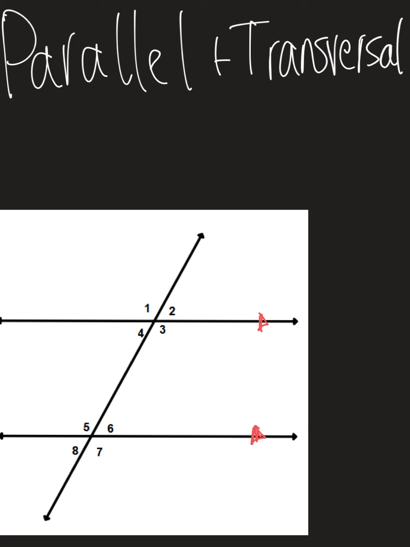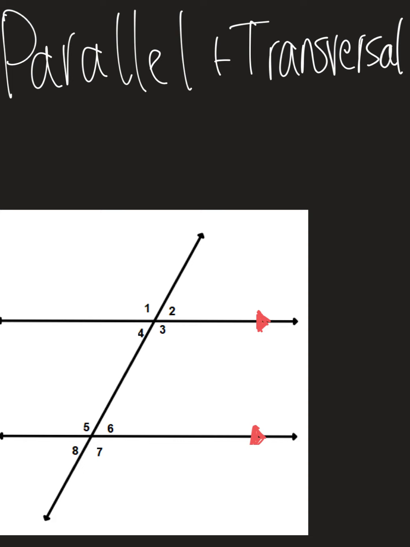We also have exterior angles and interior angles. Now, when we say exterior, we're talking about outside the parallel lines, okay? So if these are parallel lines, exterior angles would be outside the parallel lines, like 1, 2, 8, and 7. They are outside of those two parallel lines, not in between them, all right? And then our interior angles are going to be inside the parallel lines. So for example, we have 3 and 4, and 5 and 6, okay?